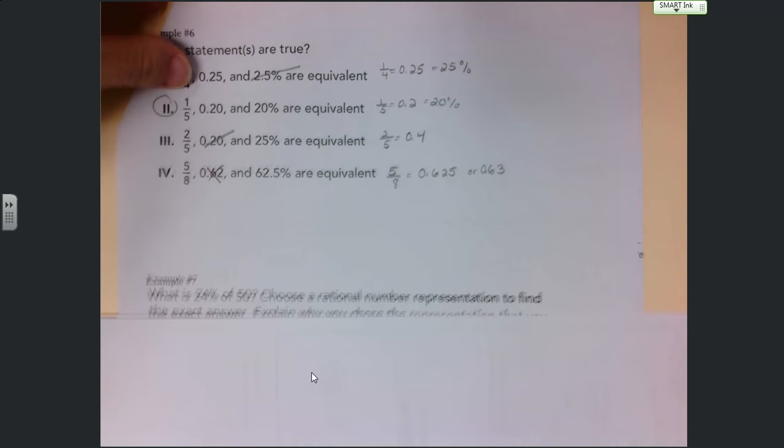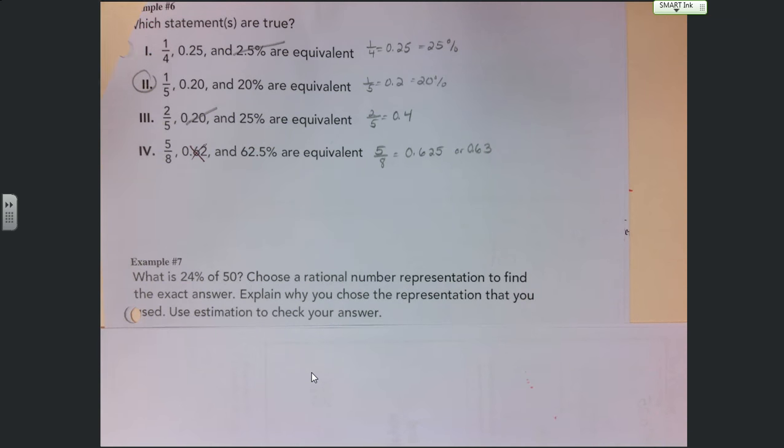And then the last question says, what is 24% of 50? Choose a rational number representation to find the exact answer, and then explain why you chose the representation that you used, and then also use estimation to check your answer. So this is a good summary of what we've been talking about all together. So go ahead and give that one a shot as well.